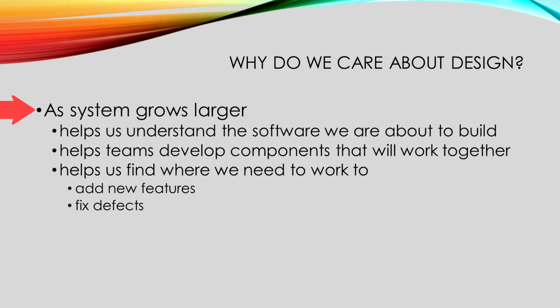To understand why we care about design, we have to think about what happens when systems get really big. And when we mean really big, I mean really, really big. It's estimated that the Office suite has 30 million lines of code. When systems are that big, we need things to be well organized to keep track of everything. When we're preparing to build a big system, having a well-organized design helps us understand what we're about to build and gives us some confidence that it'll work.